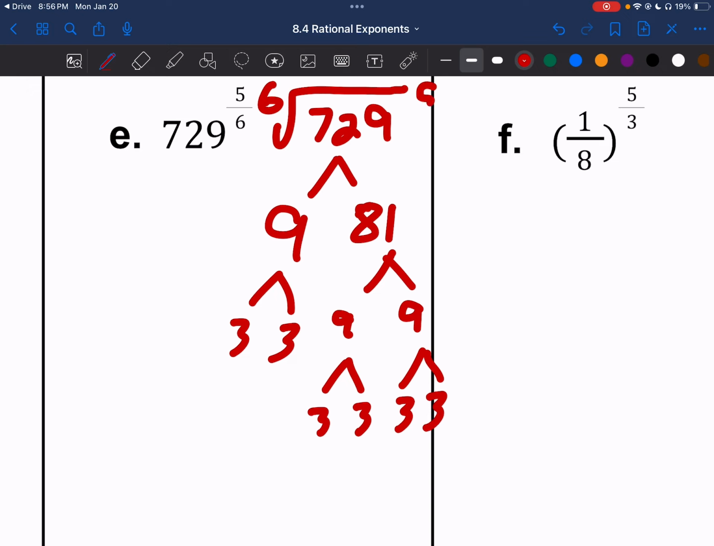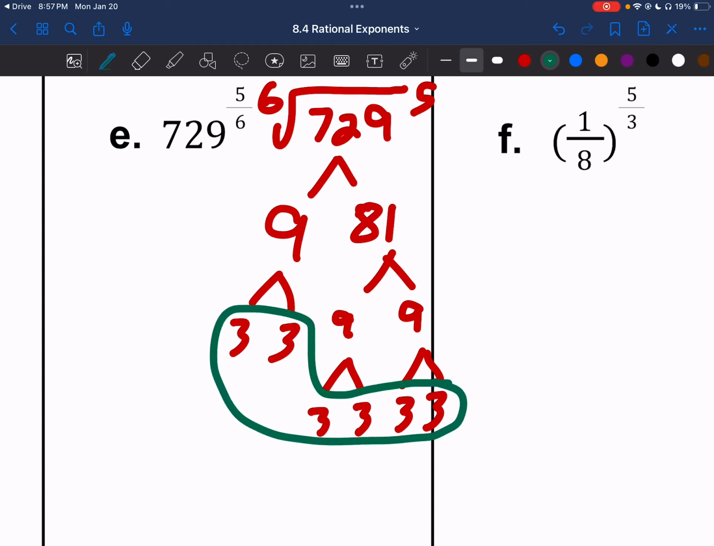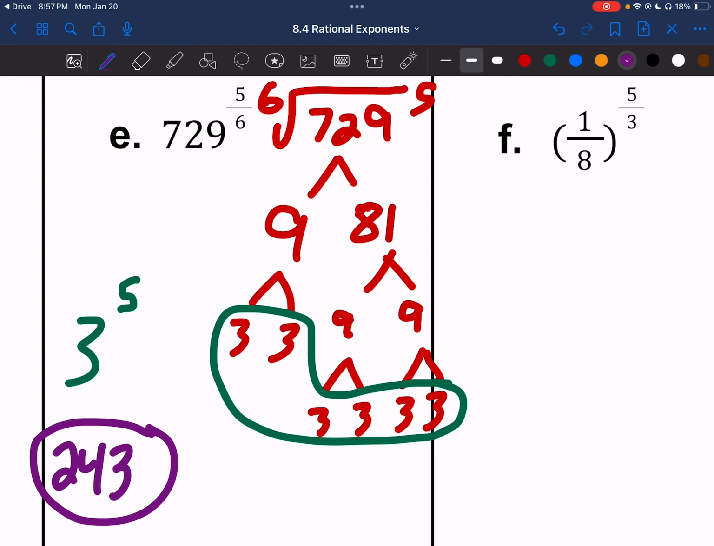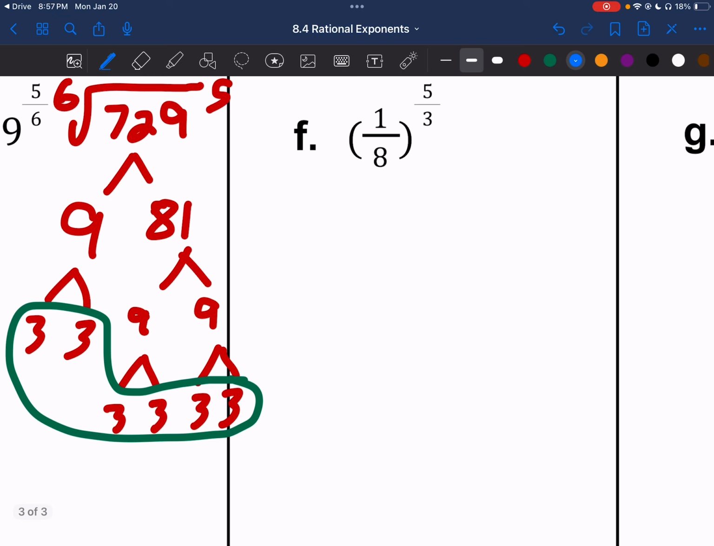Right, and we still have that fifth on the outside. So do I have 6 of one value? I do. I have 6 threes that I can bring to the outside, and I have 3 to the fifth power. And 3 times 3 times 3 times 3 times 3 is going to give me 243. Now, could you raise 729 to the fifth power? Yeah, you could. I don't know why you would want to. I would simplify it and then apply the exponent.